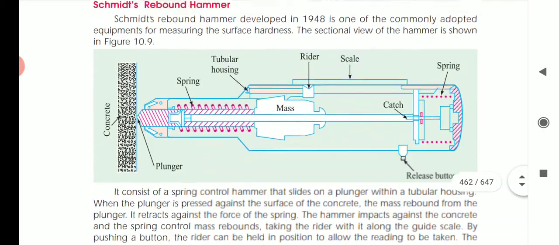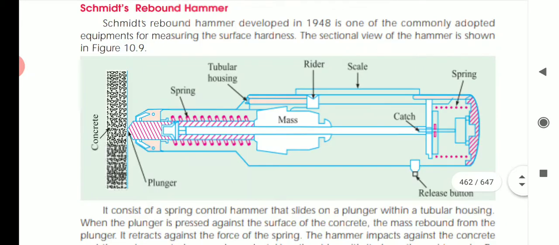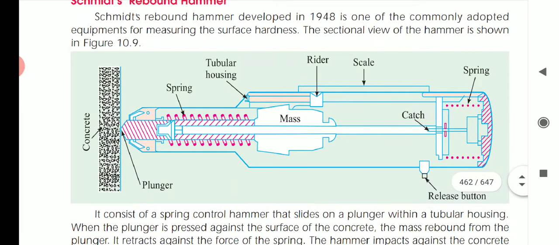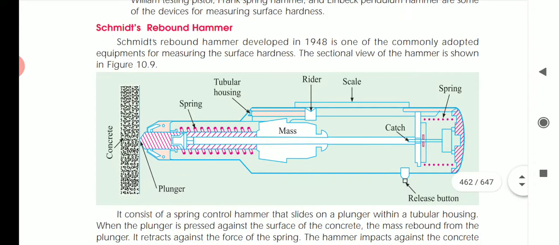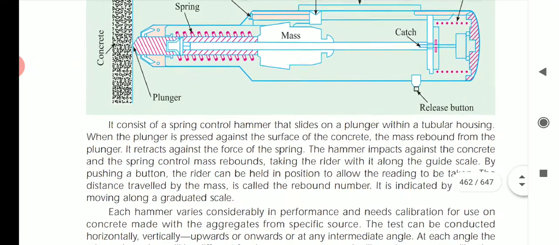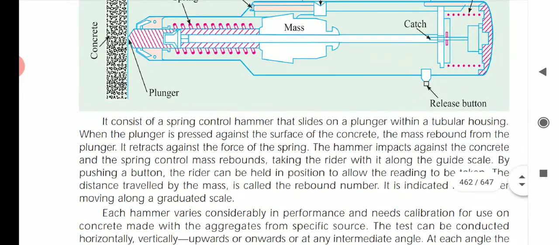So what is this rebound hammer test? Schmidt's rebound hammer, developed in 1948, is one of the commonly adopted pieces of equipment for measuring surface hardness. The sectional view of the hammer is shown below. I think in the picture you can see that is the rebound hammer. This is a hammer which is used for measuring the concrete strength. So how do we measure this with the help of this rebound hammer? We'll study that.